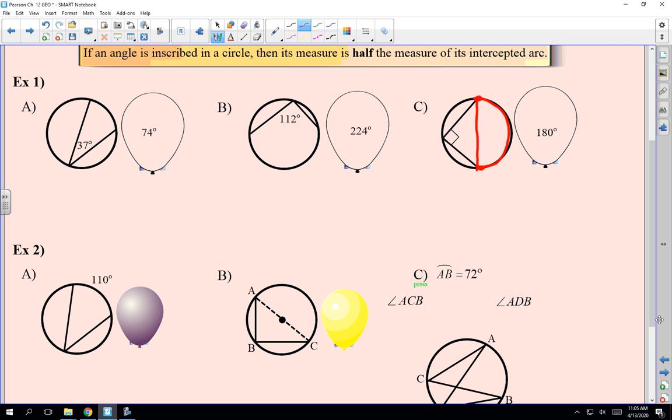So let's see how that works down here in example 2. So we've got a 110 degree intercepted arc there. If I were to draw the arc, it's from here to here. It's supposed to be 110 degrees. And our inscribed angle would be half of that, or 55 degrees. In the next picture, we've got a dashed line going through the center of the circle, meaning that that must be the diameter. So half of the intercepted arc AB, which is 180, would have to be 90 degrees.